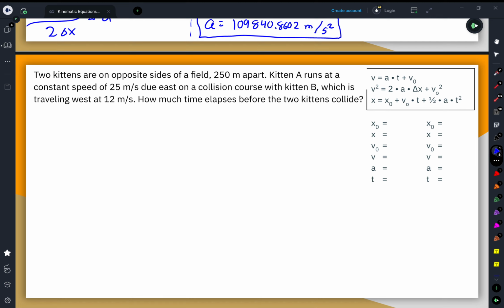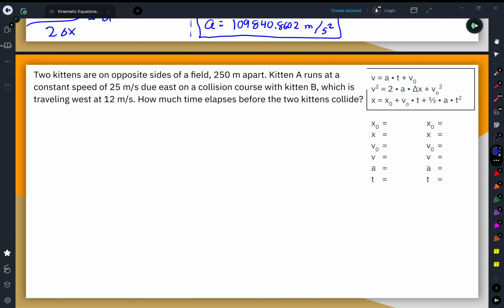So this problem is, two kittens are on opposite sides of a field, 250 meters apart. Kitten A runs at a constant speed of 25 meters per second due east on a collision course with kitten B, which is traveling west at 12 meters per second. How much time elapses before the two kittens collide?